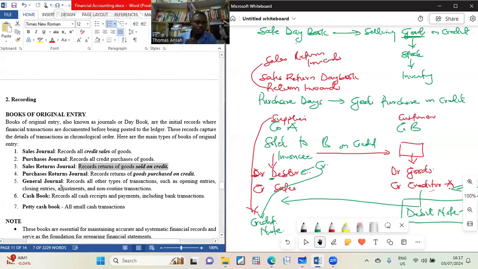Now, the next thing we need to understand is what we call the general journal. You see, we talked about purchasing and sale of goods. What about when it is a purchase but it's not on goods? Still on credit.